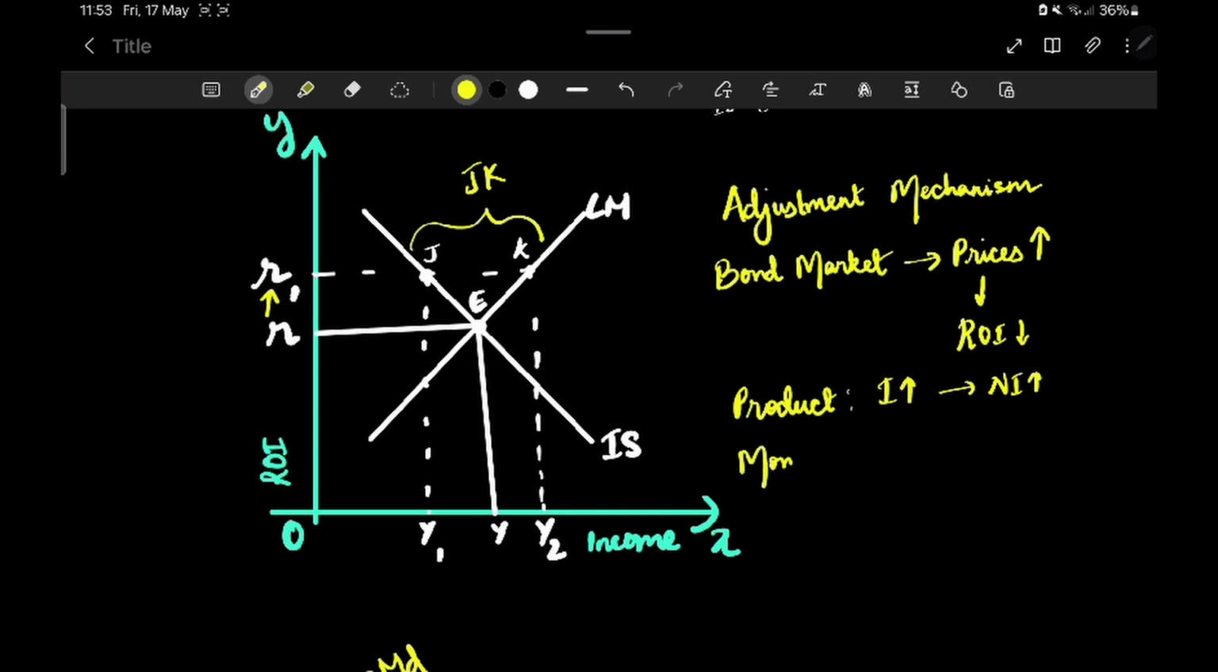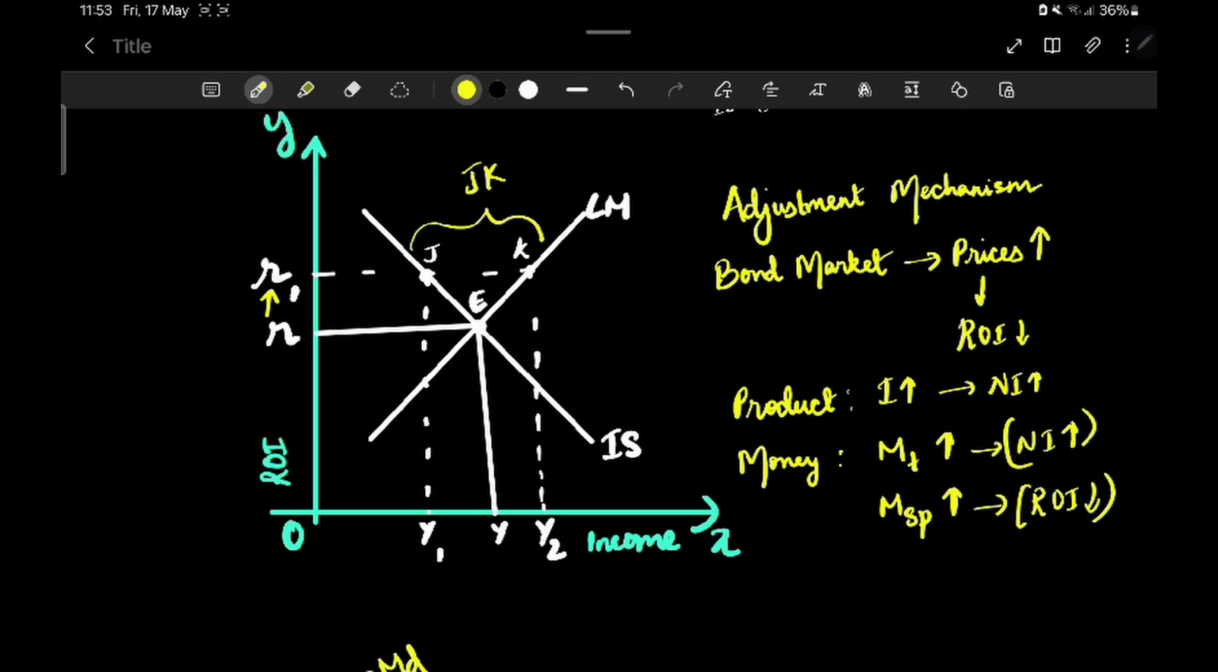In your money market, your transactionary demand increases, and your speculative demand also increases. Your transactionary demand increases because your national income has increased. Your speculative demand increases because your ROI has declined. They have an inverse relationship with each other, so that's the reason why. And in the previous video I've also explained why.